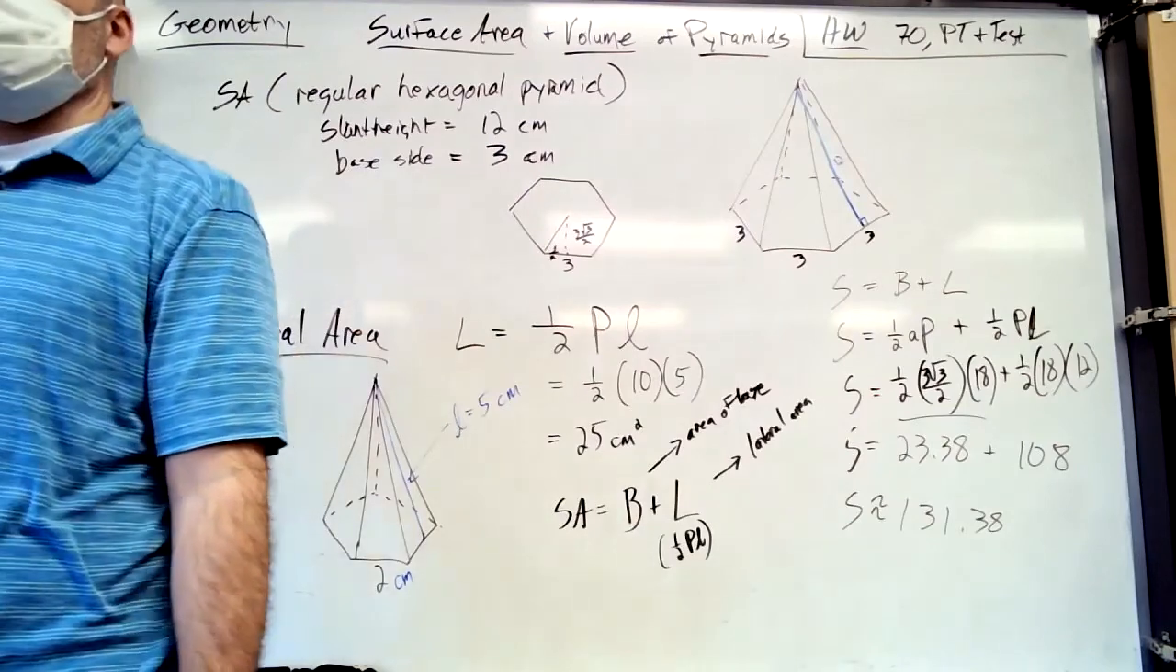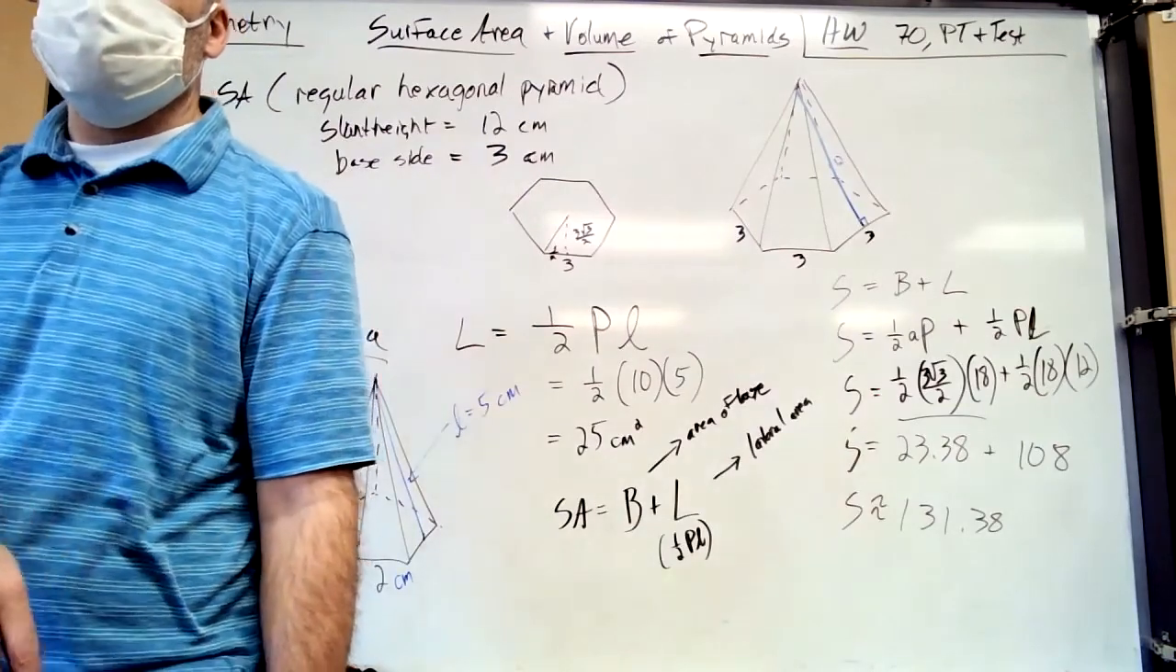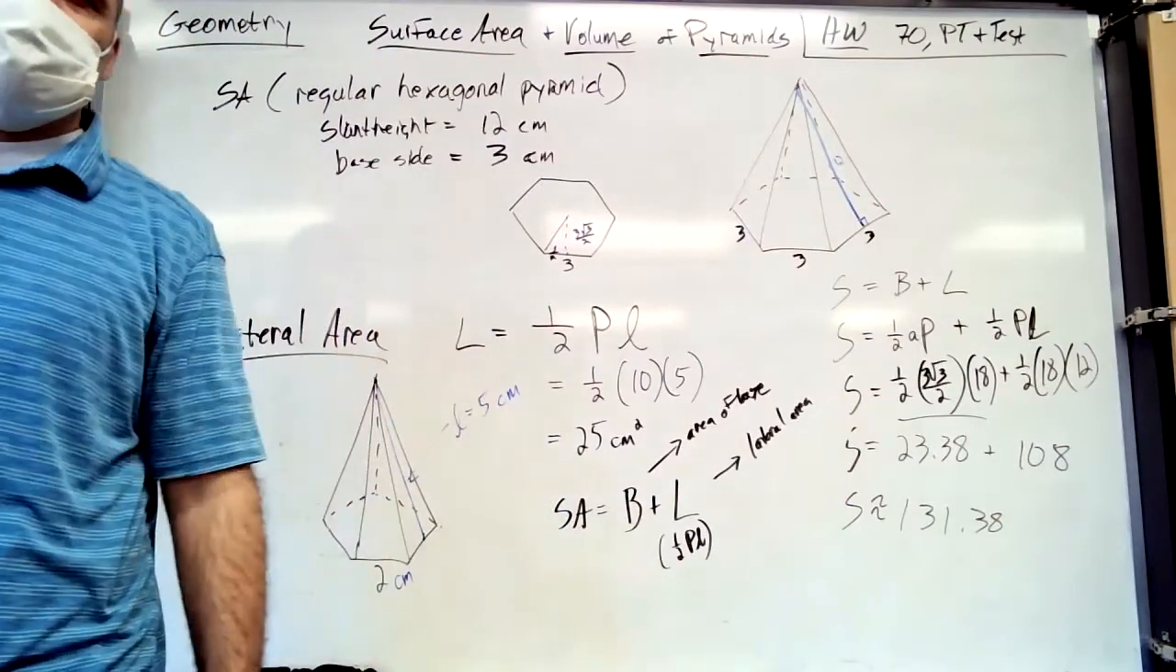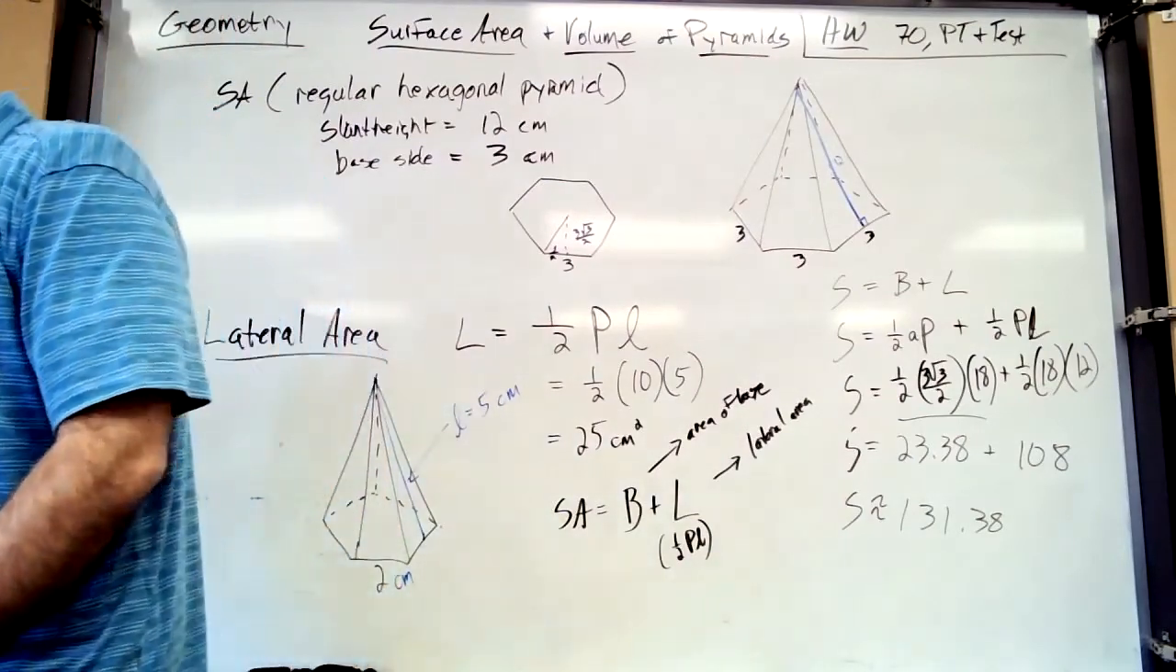The last part is volume. Are you guys good with volume? Yep. It's just area of base times height divided by 3, or 1/3 area of base times height. So I'm not going to bore you with that.